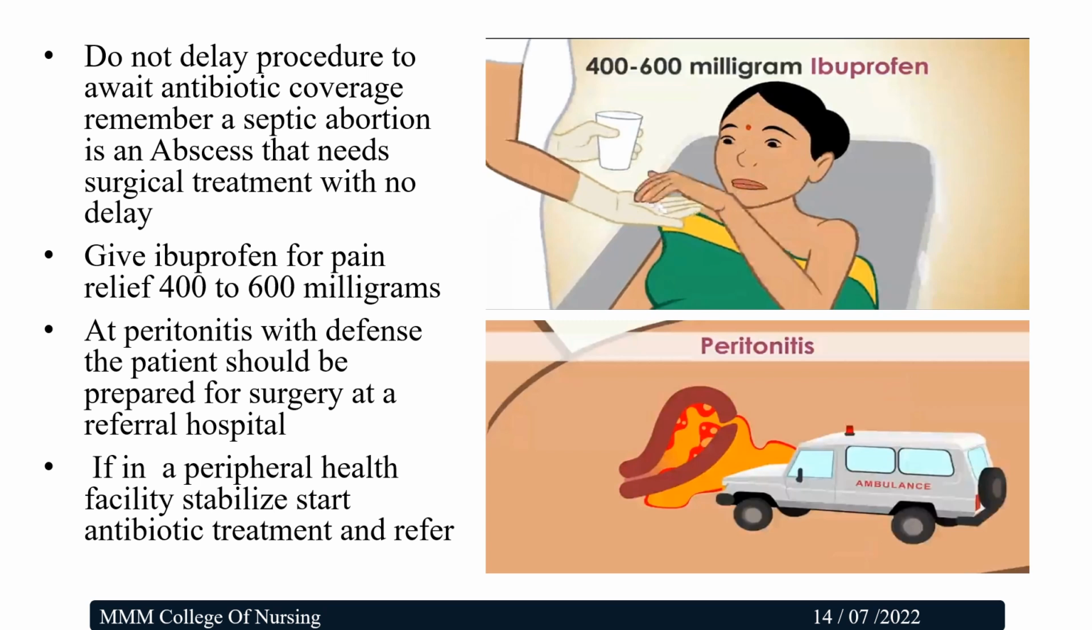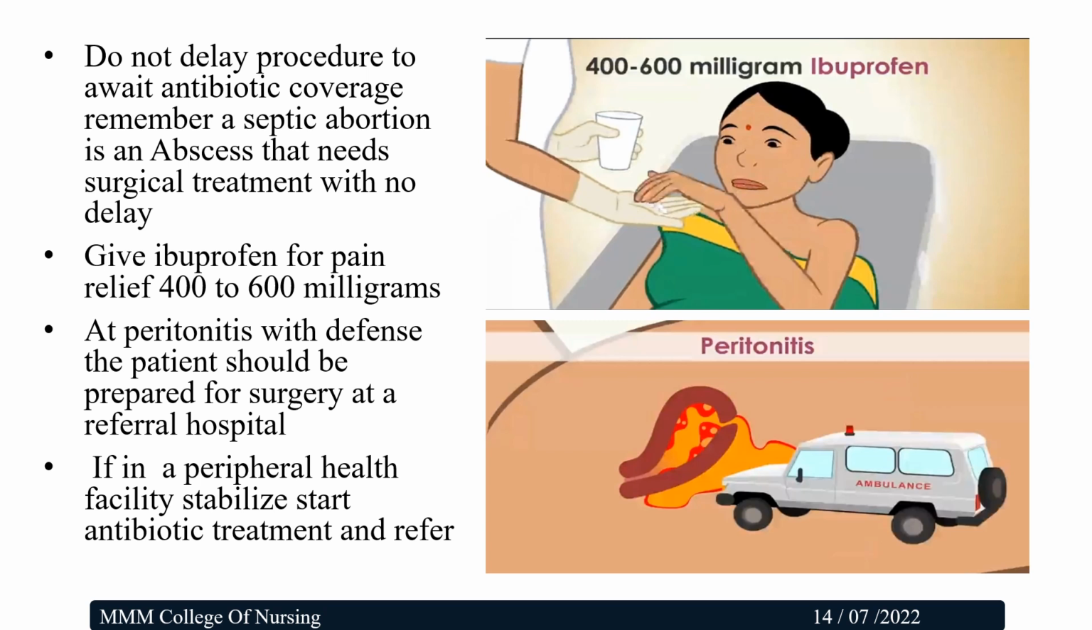Give ibuprofen, that is Brufen, for pain relief, 400 to 600 milligrams. At peritonitis with guarding, the patient should be prepared for surgery. So if we suspect peritonitis, evacuation of the uterus is not enough. Why peritonitis? It is already understood that the uterus is perforated and the contents of conception have been released into the abdominal cavity, and that will cause peritonitis.